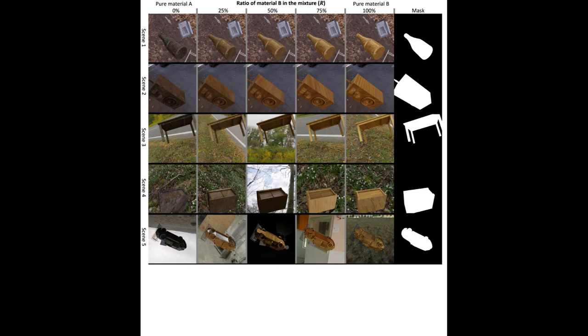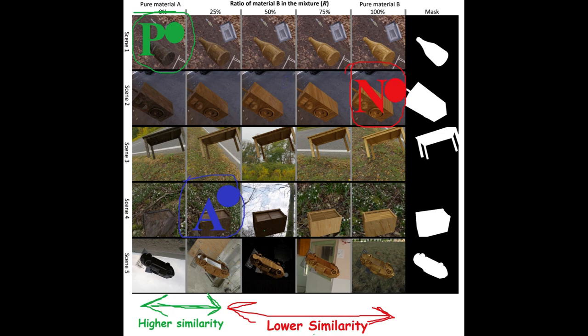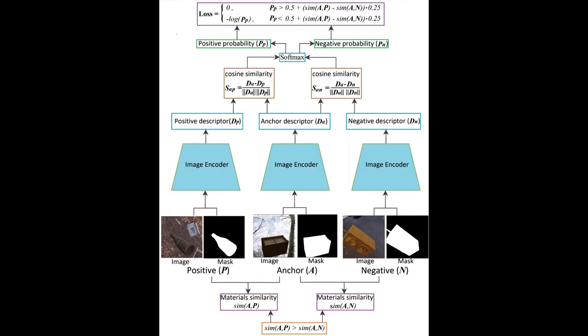For training, we picked three images from the same set. One image was considered an anchor. From the two remaining images, the image with the material more similar to the anchor was picked as positive. The remaining image is set as negative. We train the net using a standard cross-entropy approach to predict that the anchor material is more similar to the positive example than to the negative.